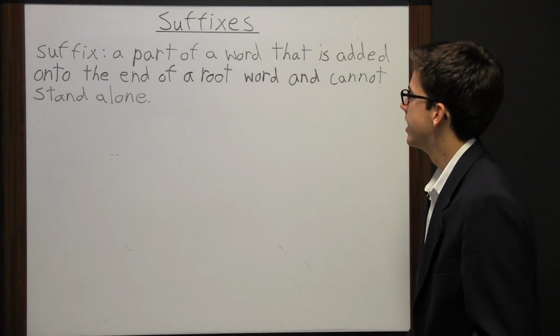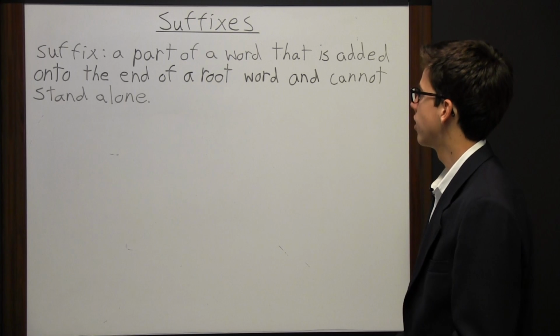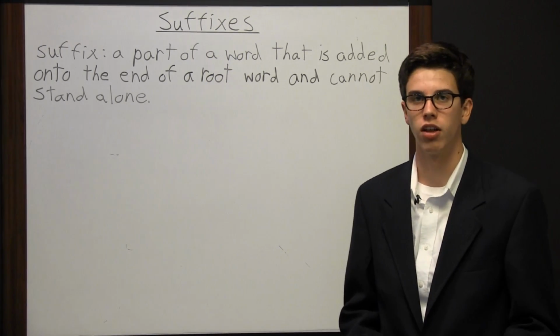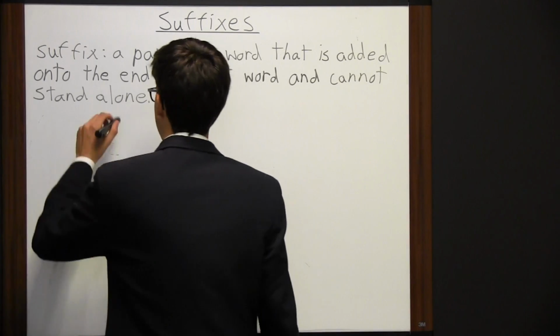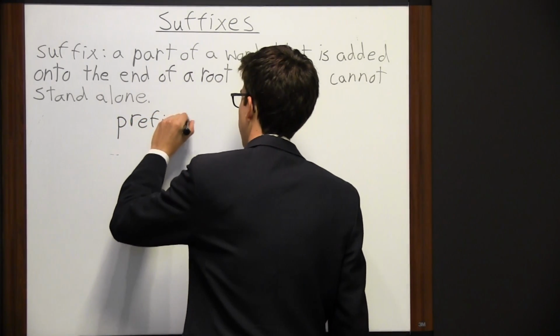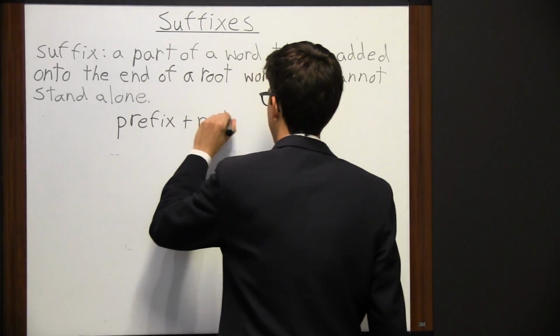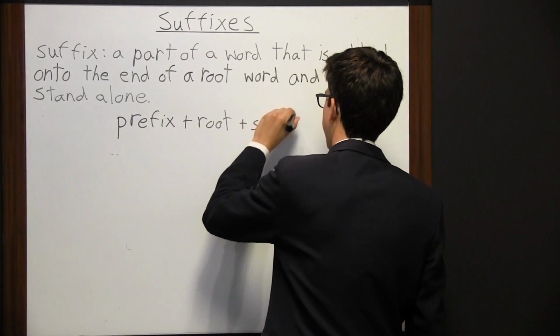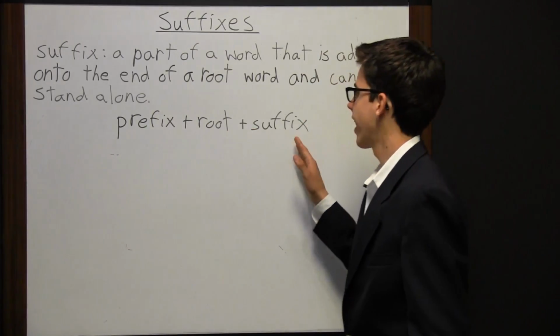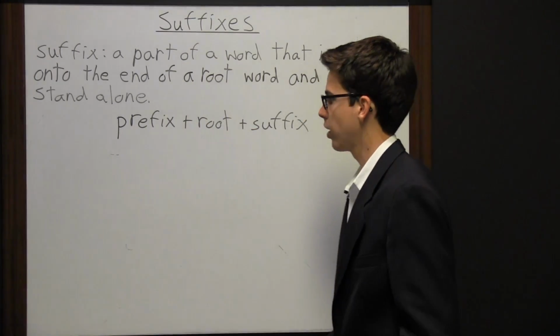A suffix is a part of a word that is added onto the end of a root word and cannot stand alone. So many times in a word, you have a prefix, a root, and a suffix. And so the prefix, the root word, and the suffix all combine to make one word.